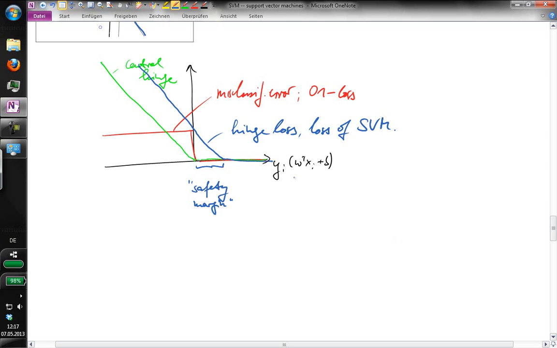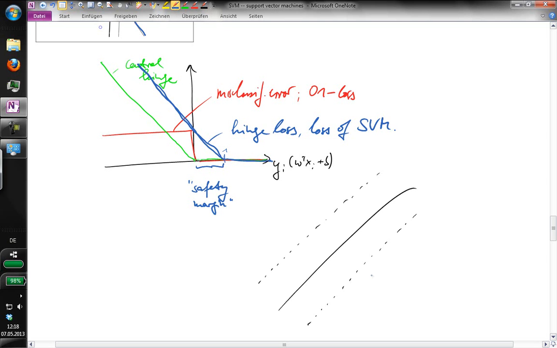So if the score that I predict is correct and is in its magnitude larger than 1, then I incur no error. As soon as I invade the margin of my decision boundary, I start having to pay an error which increases linearly with distance. So in the spatial domain, I could say that this is my decision boundary. There is its margin, the margin for the positive samples and the margin for the negative samples.